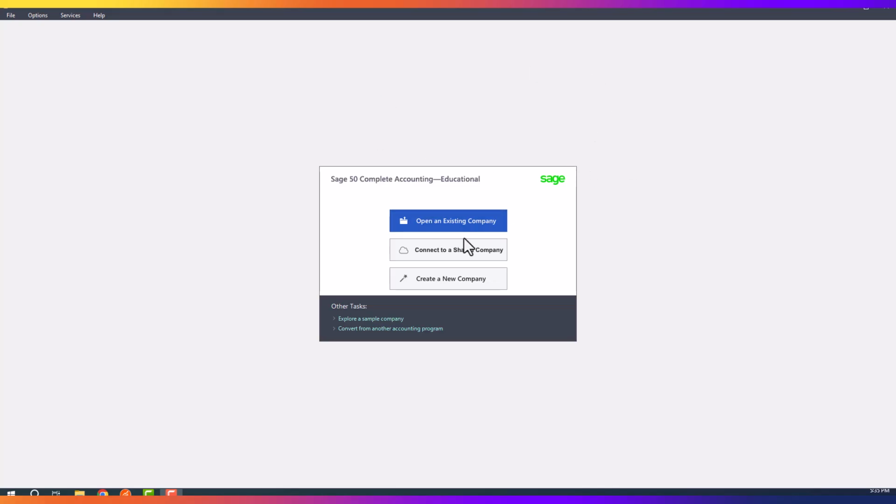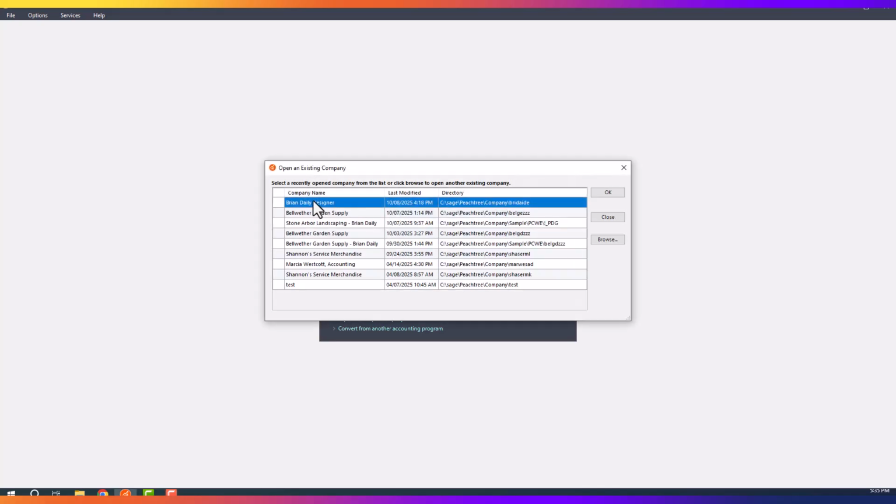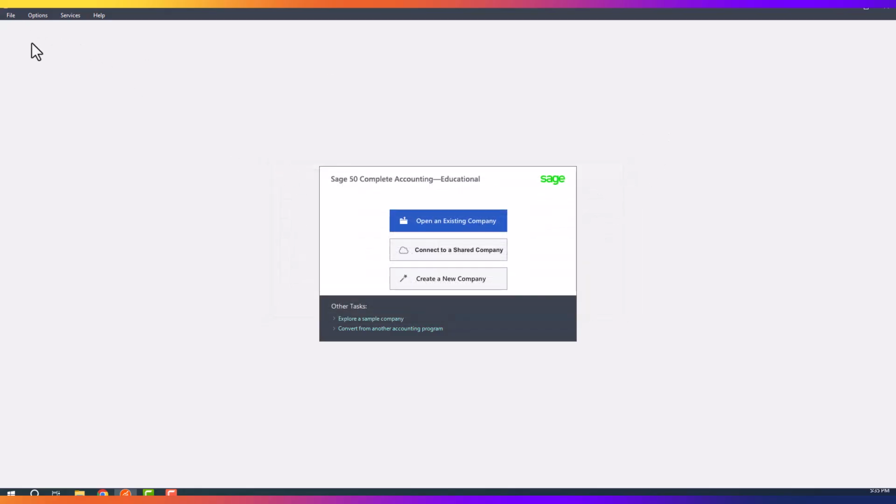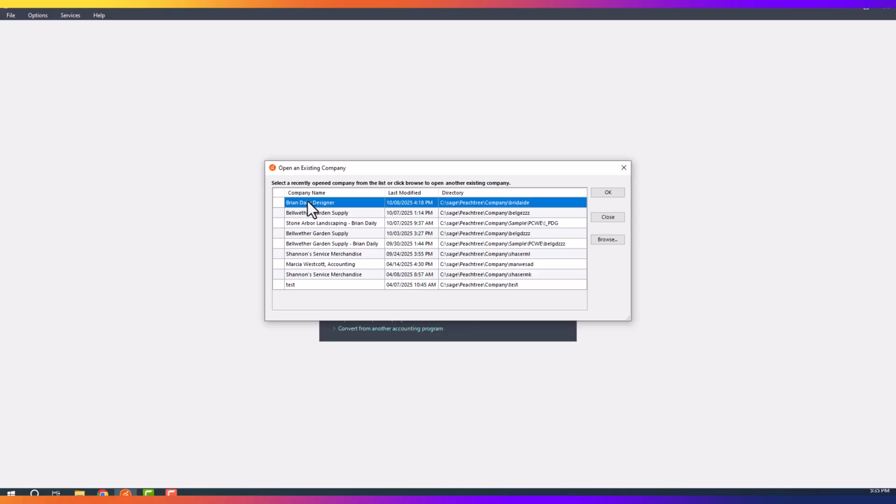I'm on the landing page of Sage here, and if you're using your own machine or a loaner laptop, you want to click on Open an Existing Company and then find your designer company. Looking at the time and date stamp, probably going to be the one at the top here. If you're using one of the virtual machines, then you're going to go to File and then Restore, and then look on the J drive for your backup that you had saved there from the previous chapter. So I'm going to click on Open Existing Company though, and select my designer company and click OK.